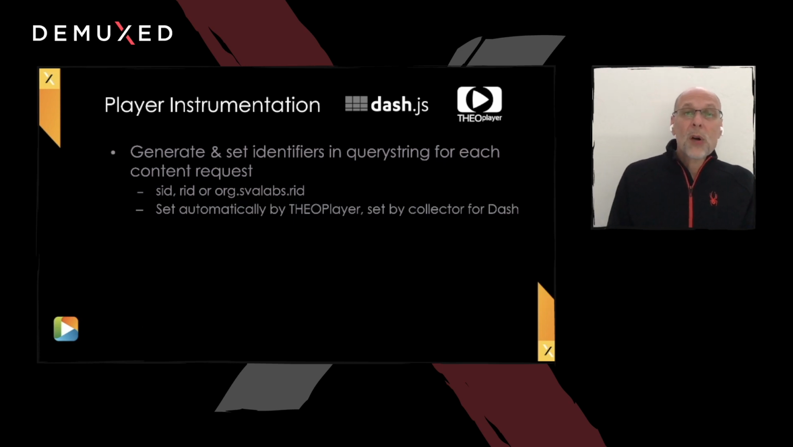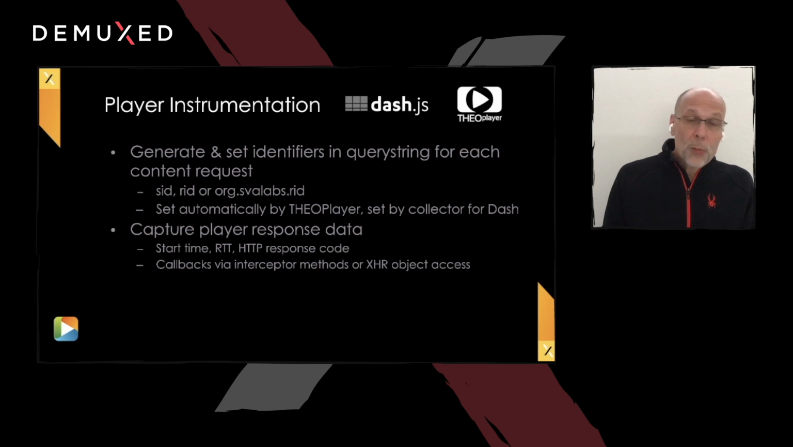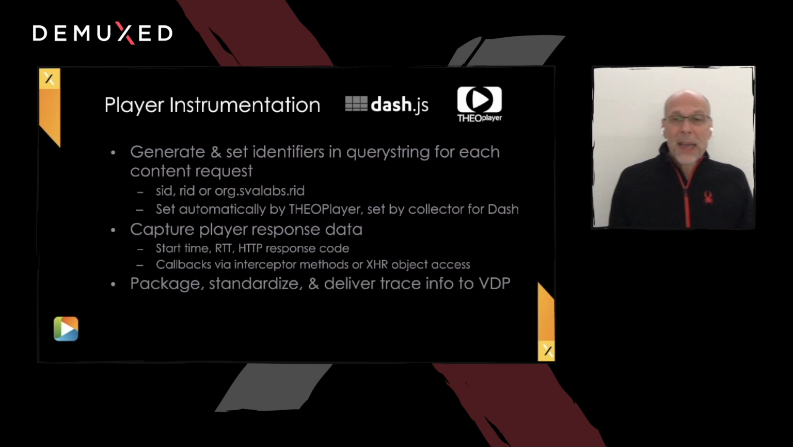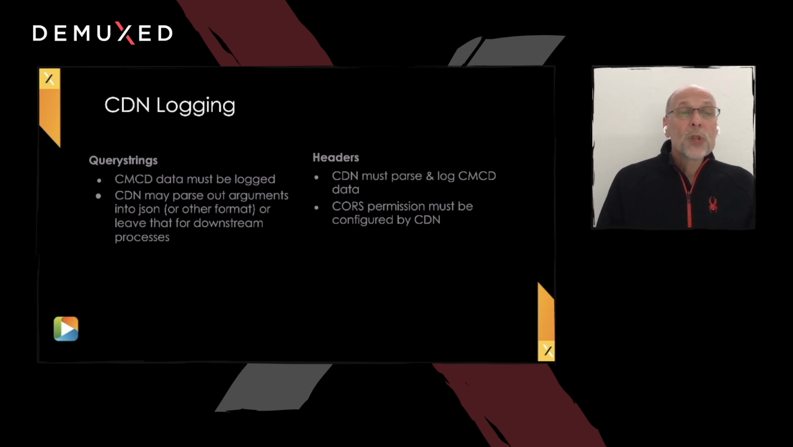Now, in TheoPlayer, this is set automatically. They built it into the player itself, which was great. We had to build it in on the collector side for Dash. And then for capture, we needed to capture start time, round trip time, and HTTP response code at a minimum. And in TheoPlayer, there were some nice interceptor methods that you could implement that would then register for callback. We had to do something similar using the XHR object at the browser level to be able to get access to requests and responses. And then, of course, that data all needs to be packaged up, standardized, and delivered into the VDP and ultimately to the analytics platform. For CDN logging, we chose to use query strings because query strings are much easier to work with.